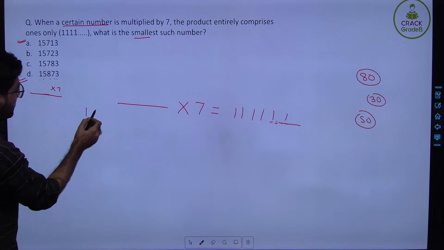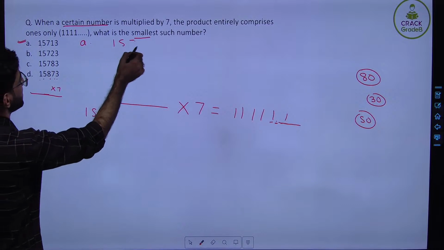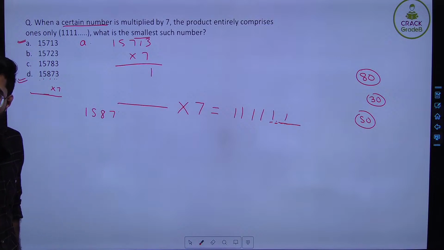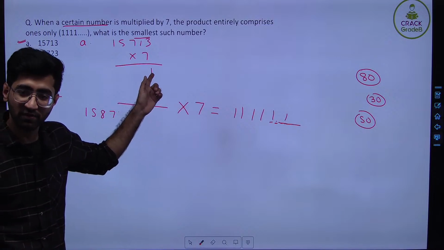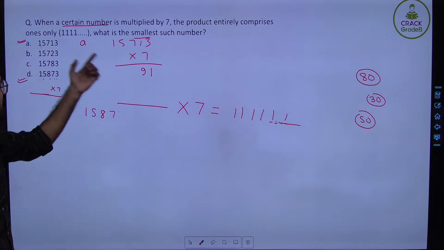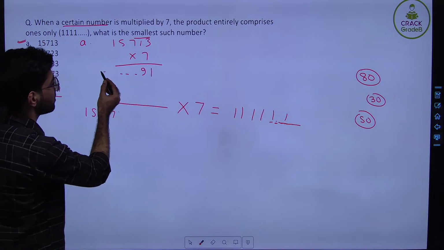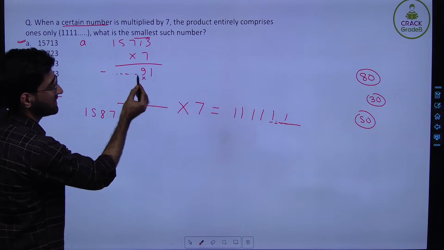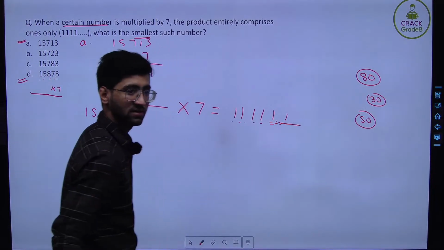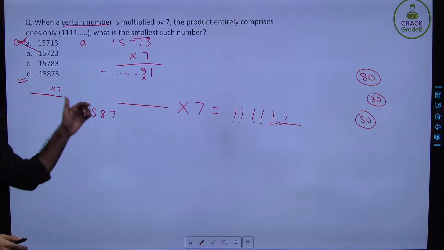Okay, let us start from option A, 15,713 into 7, right? 3 into 7 will obviously be 21, and you will write here 1, right? So 1 into 7, then 2, 9, 1. See, can it be the correct option? No. You are getting 9. Now you don't have to complete the number. You got 9 here. And it has been given that the product will only contain 1. Right? Means option A is definitely incorrect. Are you able to get this point?